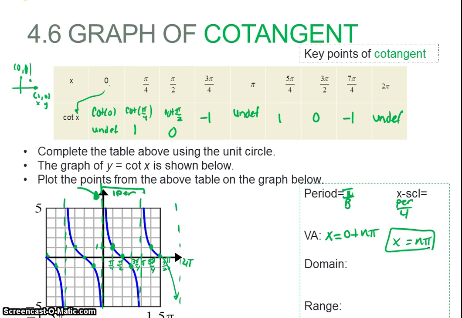indicating all multiples of pi. The domain is going to be all real numbers except your asymptotes at x equals n pi, because it's not defined where all the vertical asymptotes are, because that's where the function is undefined. The range, remember we go from negative infinity all the way up to positive infinity, and there's no breaks in it, so it goes from minus infinity to infinity, or in other words, all real numbers. And those are the basics of graphing cotangent. So let's go ahead and move on to the first example here.